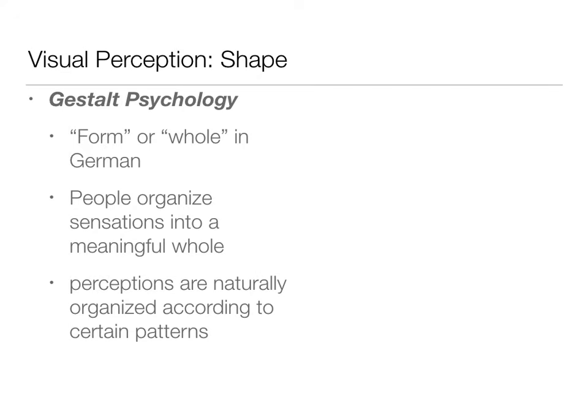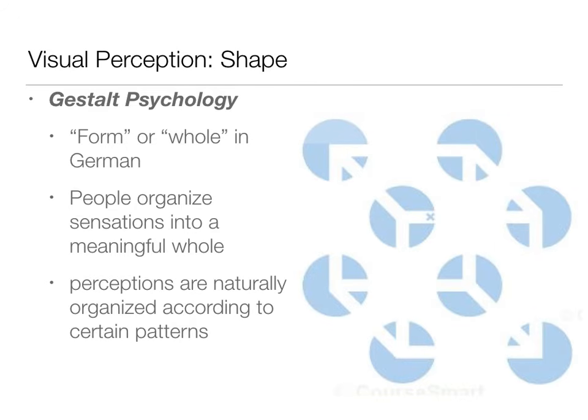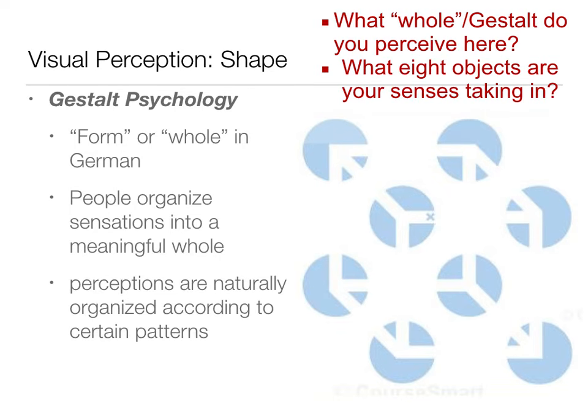How do you decide that the device you're watching this on is separate from everything else in your visual field? How does your brain make that perception? And so again, this is about how they're organized according to certain patterns in our environment. So here's a good example of that. When you look at this, you likely see a cube. And the reason that you see a cube here is kind of through Gestalt psychology.